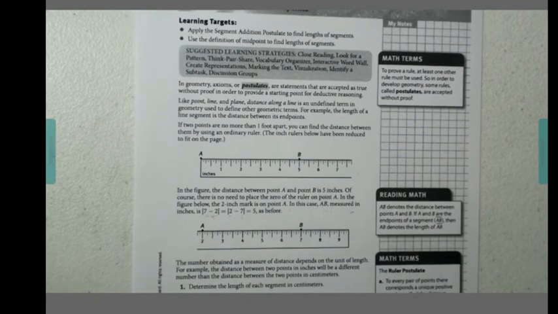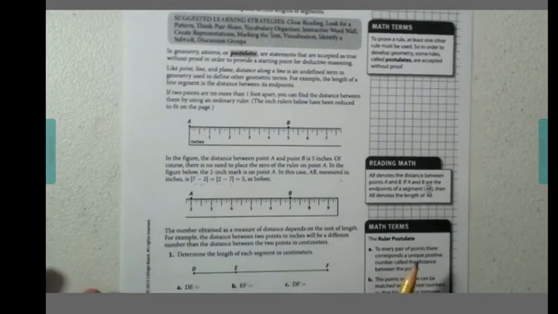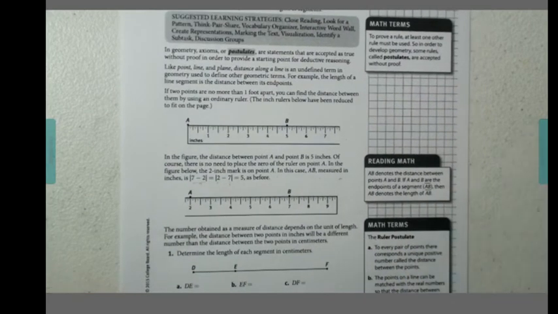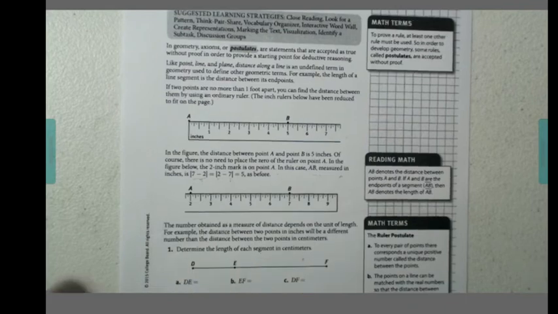The first thing we're going to do is we are going to chunk our lesson questions 1 through 4. It says the number obtained as a measure of distance depends on the unit of length. For example, the distance between 2 points in inches will be a different number than the distance between 2 points in centimeters. Determine the length of each segment in centimeters. Okay, so it's asking for us to do this one in centimeters.